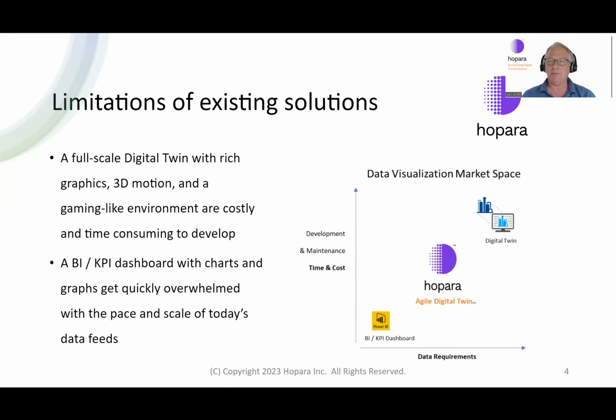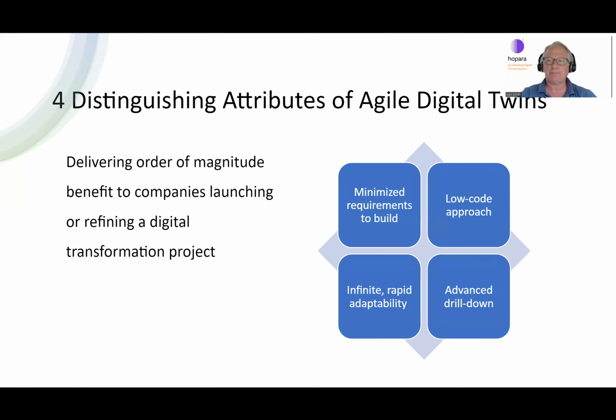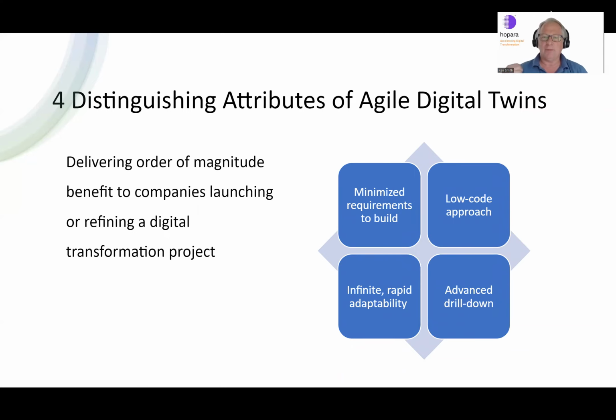In between those 2, you will find an Agile digital twin could be the perfect solution to help you solve those 4 problems that we mentioned before. So what are the key attributes of an Agile digital twin? There really are 4. Minimized requirements to build, a low-code approach, infinite rapid adaptability, and then advanced drill down. When you combine these 4, an Agile digital twin can deliver an order of magnitude benefit for companies that are launching a brand new digital transformation project, or you're trying to refine one where the time scale or the budget has gotten out of control.